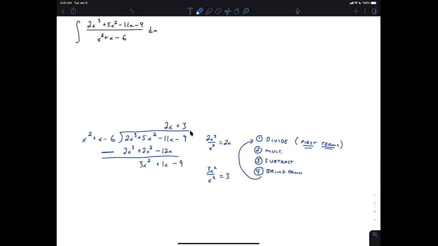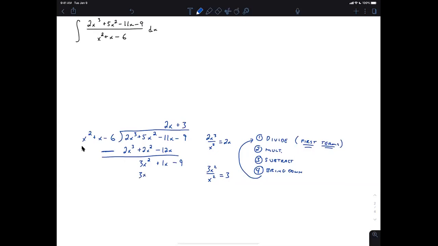Now we're going to multiply again. So 3 gets multiplied by everything out here. 3 times x squared is 3x squared. 3 times x is 3x. And 3 times negative 6 is negative 18.